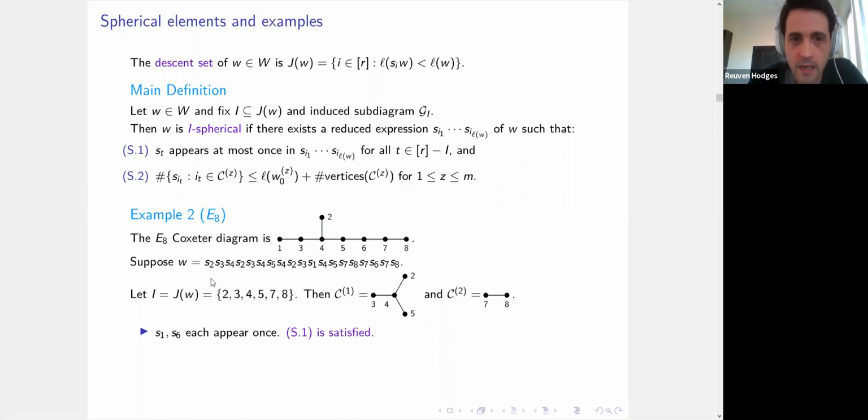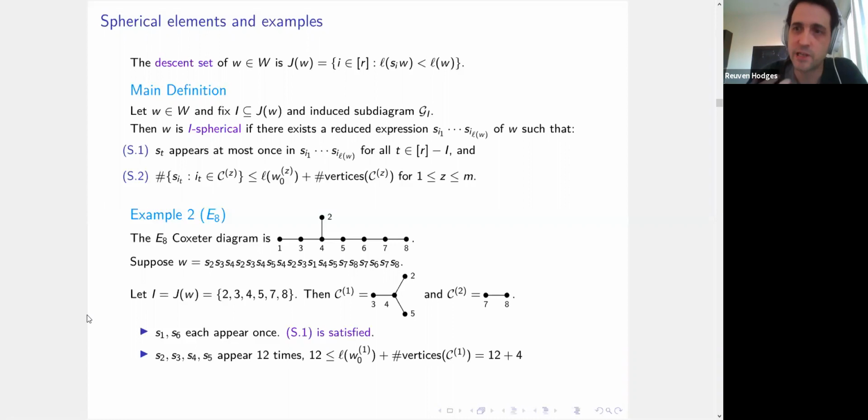So 1 doesn't appear, so S1 should appear at most once, and it does, it appears exactly once. 6 is not in here, so S6 should appear at most once in here, and then you can check, and indeed S6 appears exactly once, and so condition S1 is satisfied. Now we go through for condition S2 for each connected component.